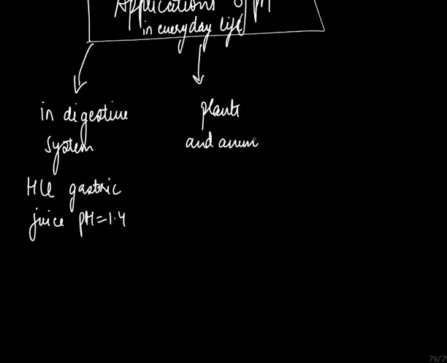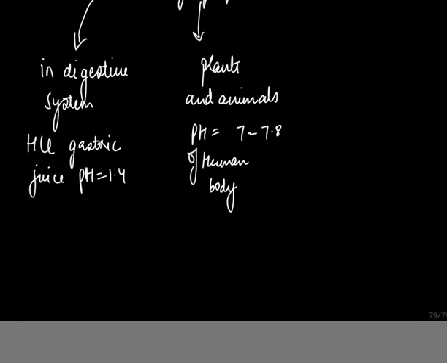Then we have plants and animals, so they are also very much pH sensitive. If we talk about the pH of the human body, that is around 7 to 7.8, right? If we say fishes in river water or ocean, they can survive in a narrow range of pH only, so slightly acidic water can even kill them. Same goes for the plants also. So rainwater pH is somewhere less than 5.6. If it is less than 5.6, that rain is called acid rain, but if it is higher, that means it's fine rain, it is okay.